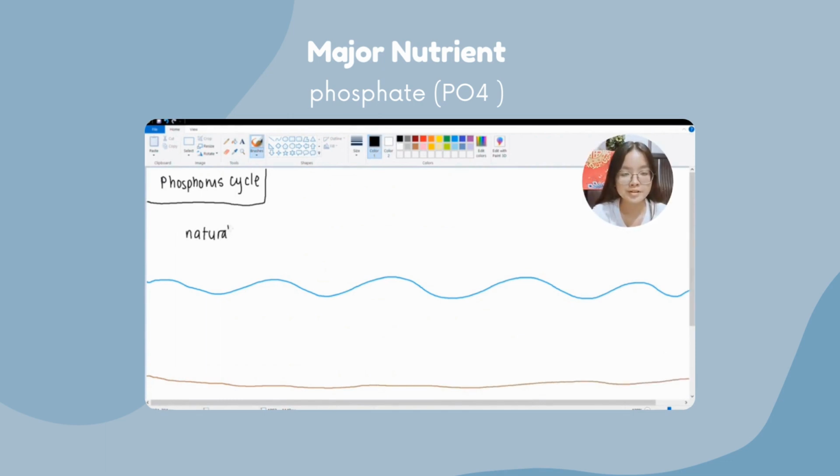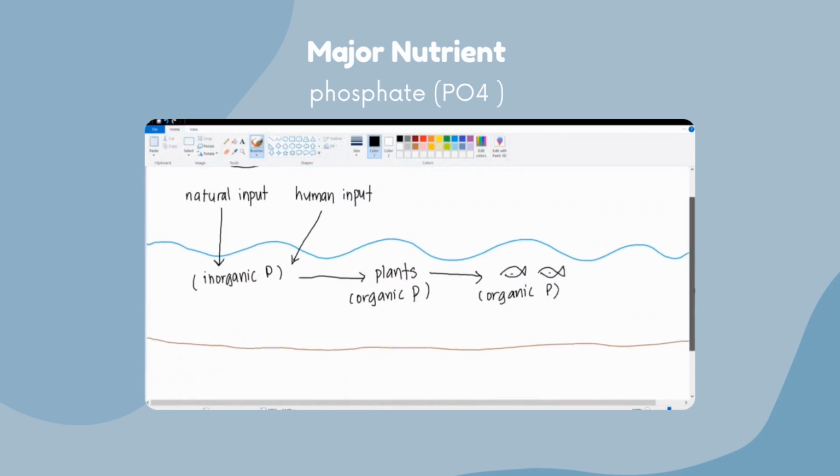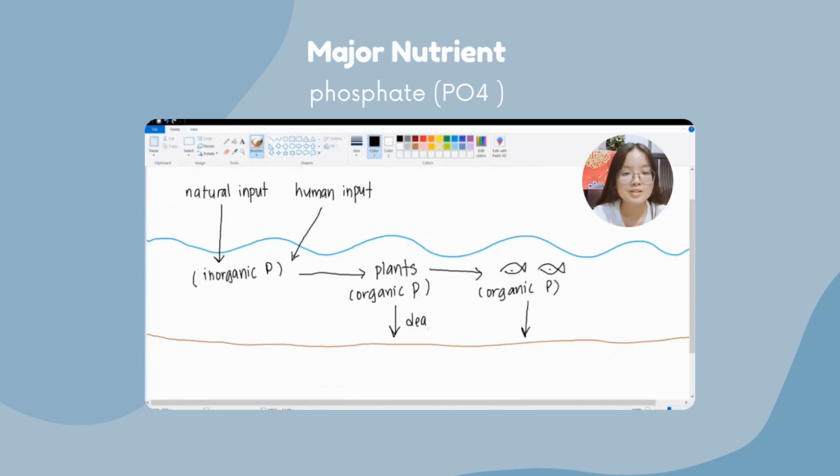For phosphorus cycle, natural inputs such as weathering and human inputs such as sewage or farmland runoff release inorganic phosphorus into water column. Intake of phosphorus by plants will convert inorganic phosphorus to organic phosphorus. This organic phosphorus will enter the food chain. When these organisms die, decomposition by bacteria will convert organic phosphorus into inorganic phosphorus and release back to the surrounding.